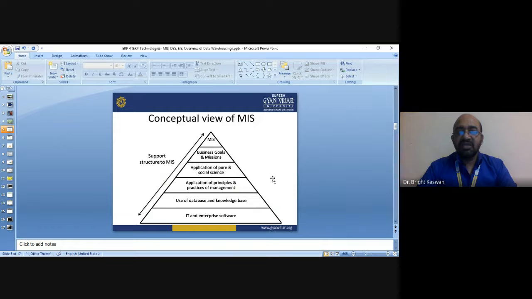The base is IT and enterprise software, computer and information technology is the base of this pyramid. So when we talk about the conceptual view of MIS, the MIS is at the top level and the other supportive levels are business goals and missions, application of pure and social sciences, application of principles and practices of management, use of database and knowledge base, and computer and information technology.